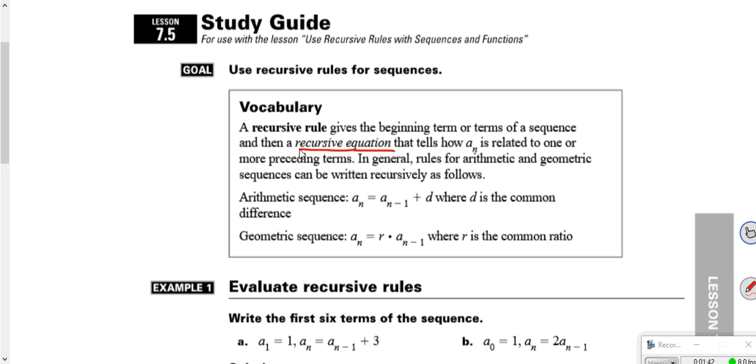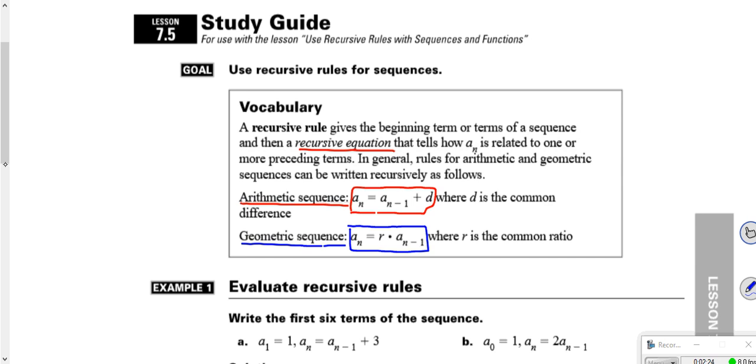In general, rules for arithmetic and geometric sequences can be written recursively as follows. For an arithmetic sequence, we take the preceding term and add d. Remember, d is the difference from one term to the other. On a geometric sequence, to get to the next term, we take the preceding term times r, the ratio. So arithmetic, you add d, which could be positive or negative. Geometric, you multiply the preceding term times r.